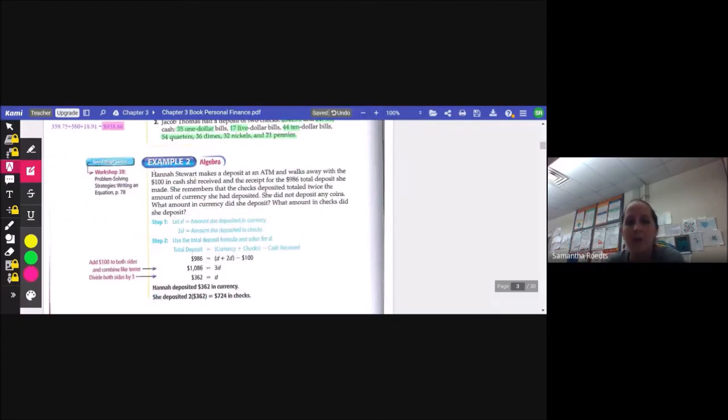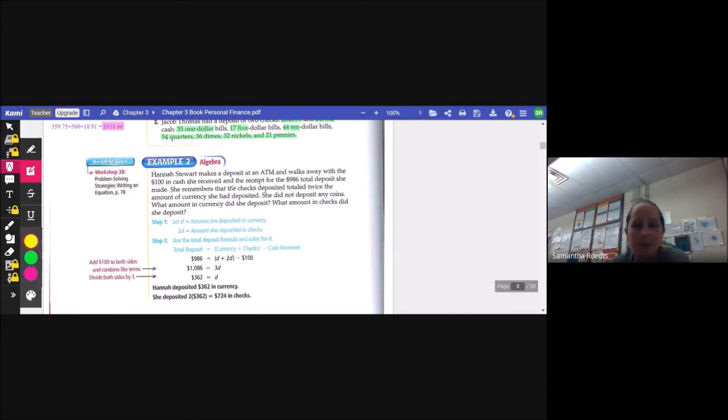Example 2, Hannah Stewart makes a deposit at an ATM and walks away with $100 in cash she received and the receipt for the $986 total deposit she made. She remembers that the checks deposited totaled twice the amount of currency she had deposited. She did not deposit any coins. What amount in currency did she deposit? What amount in checks did she deposit?